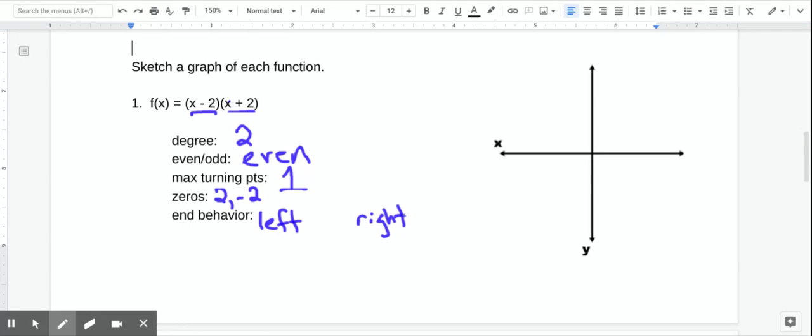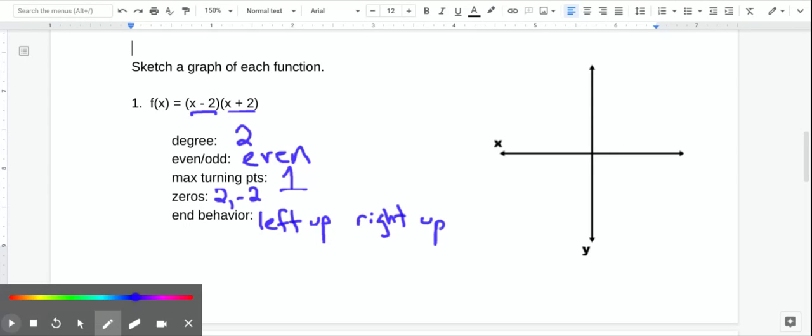Now, this is an even degree, and it has a positive leading coefficient. If you were to multiply this out, it would be positive x squared. And so we don't actually need to multiply it all out. Since it has a positive leading coefficient, that means they're both going to go up. So the left is going up and the right's going up.